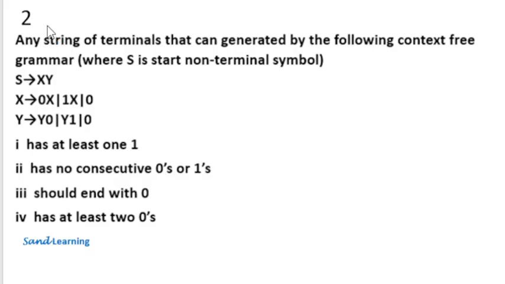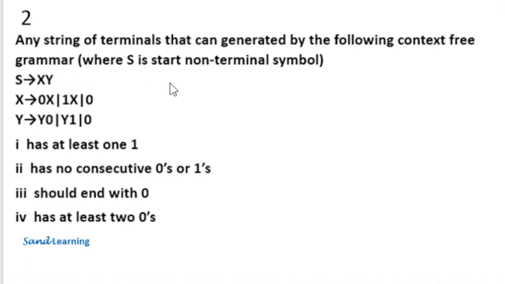The second question is, any string of terminals that can be generated by the following context-free grammar, where S is the start non-terminal symbol, and the production rules are given. We need to find out among these four options which one is the correct option. To identify the correct option, let us derive the set of all possible strings from this particular grammar.